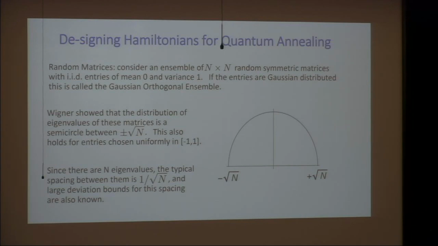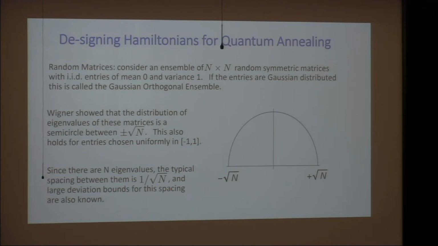Since there are n total eigenvalues, and they're between minus root n and plus root n, the average spacing between them is like 1 over root n. We're going to look at the top of the spectrum, so you can eyeball the gap as about 1 over root n, and then all kinds of things are known from the random matrix literature, like large deviation bounds for that spacing.